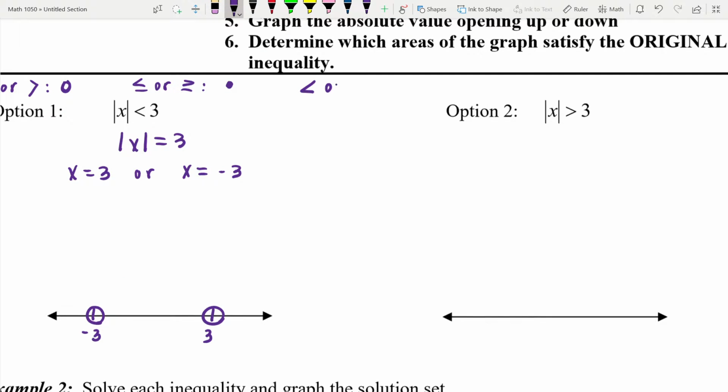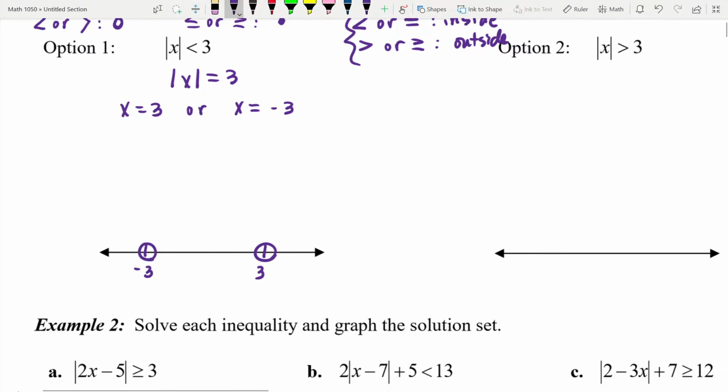If it's a less than or a less than or equal to, you're going to shade the inside of that thing, okay? If it's a greater than or a greater than or equal to, you're going to shade the outside, okay? Now, I'm going to tell you how you figure that out. Look, where on the number line, this is important to listen, this is where people mess up. Where on the number line is the distance from 0 less than 3, smaller than 3? So they want numbers that are close to 0.